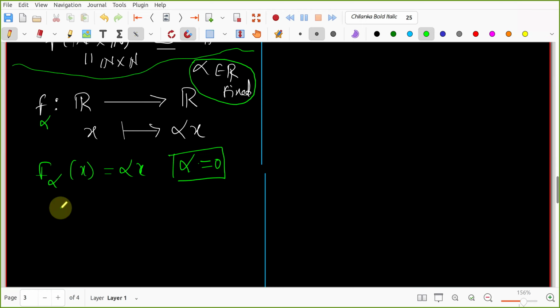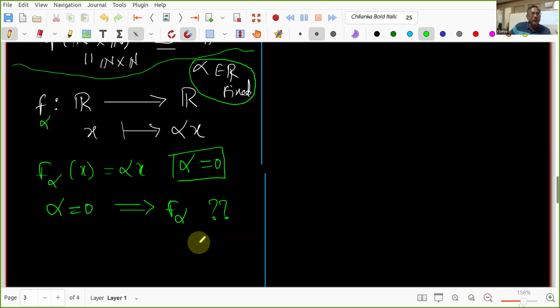That's what I'm saying. The codomain is not equal to the range, so it is not onto. If alpha equal to 0, what can we say about this function f alpha? It is not onto, okay. Om, can you say something? If alpha equal to 0, what can we say about f alpha?